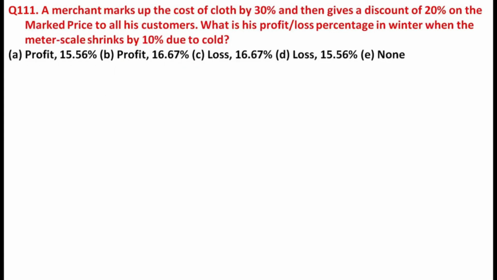A merchant marks up the cost of cloth by 30%. Then he gives a discount of 20% on the market price to all his customers. So what is the profit or loss percentage in winter when the meter scale shrinks by 10% due to cold? Yes, it's a good question. Now the total length I just consider as 100 units of quantity, so the price is equal to 100 rupees.